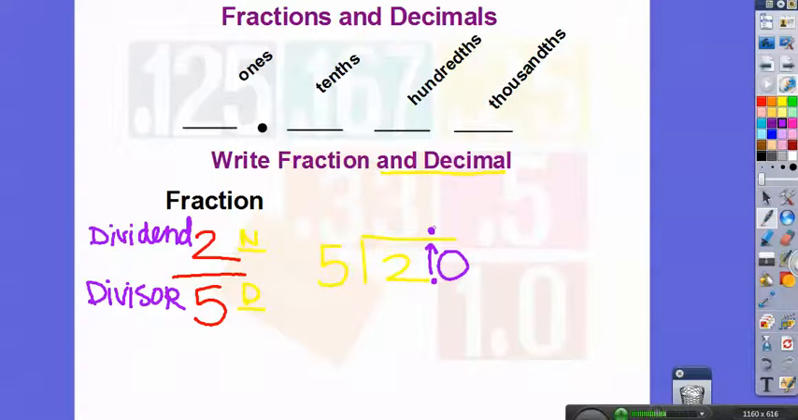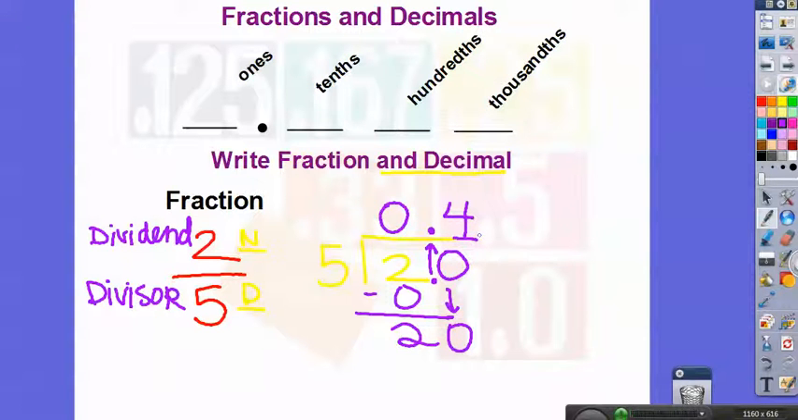So 5 goes into 2 0 times. 0 times 5 is 0. 2 minus 0 is 2, and then I can bring down my 0. And how many times does 5 go into 20? 5 goes into 20 4 times. So 2/5 is equal to 4/10, and I can write that up here as well.